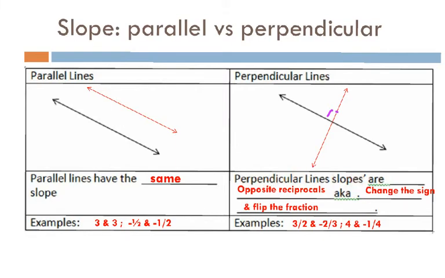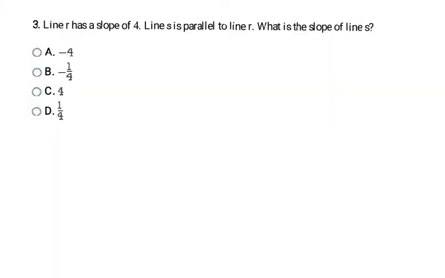Now, perpendicular lines, those are the lines that cross at a 90-degree angle. And their slopes are opposite reciprocals. And what that means is the signs are opposite, so you change the sign, and then reciprocal means you flip the fraction. So if one is 3 over 2, you're going to flip that to 2 over 3, positive and negative. The first one's 4, that's really 4 over 1, so you flip that fraction, it's 1 over 4, change the sign, it's negative 1 over 4 is the perpendicular slope. So just knowing those 2 rules are really going to help us on these last questions.